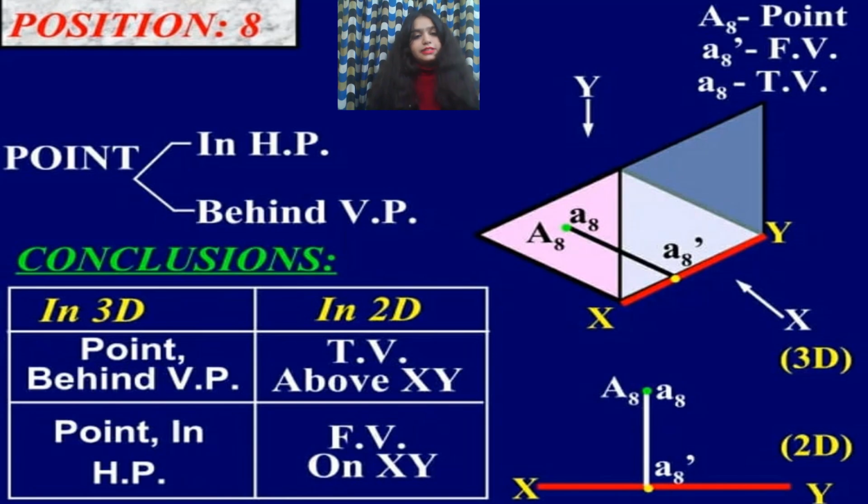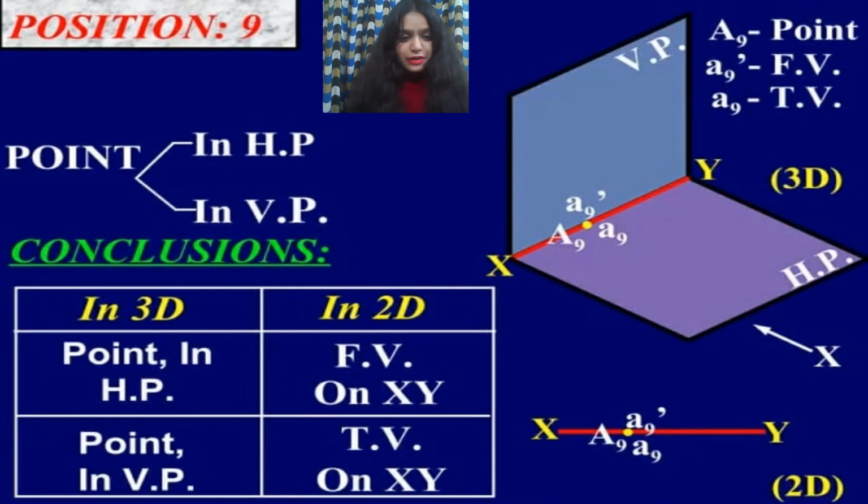Now the next is the point will be in HP. Again it is in HP, but this time it is behind VP. Before this it was in front of VP, now it is behind VP. The case is very easy. See, the point is behind VP and the point is in HP. Now in 2D, the top view will be above XY and the front view will be on XY.